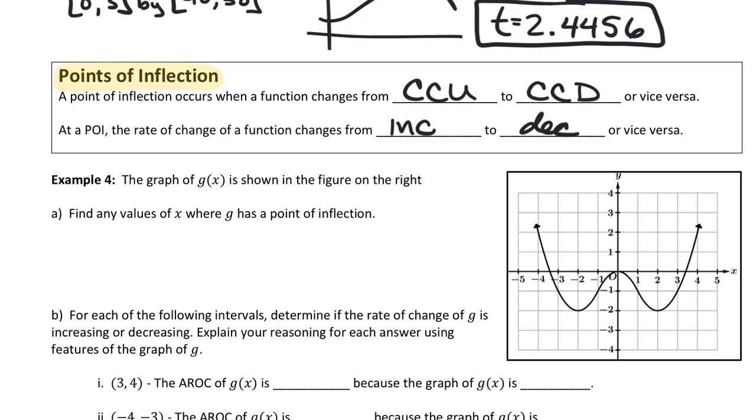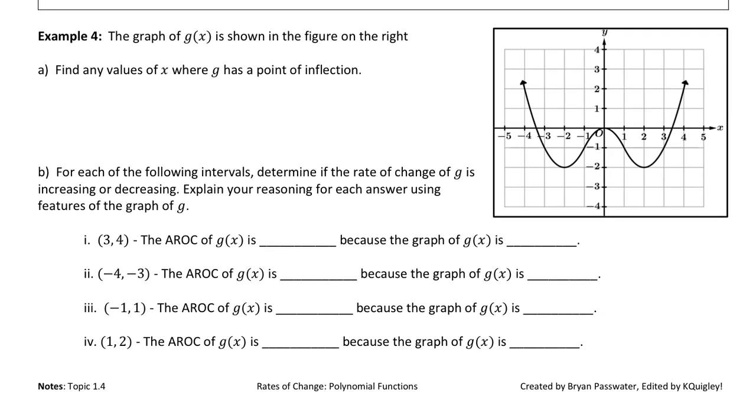So if we're looking at this graph, for example 4, it says the graph of g of x is shown on the right. Find any values of x where g has a point of inflection. I know point of inflection means concave up changing to concave down. So what I'm going to do is highlight this graph by its concavity. If I'm looking for the pieces that are concave up, I notice it starts being concave up until here.